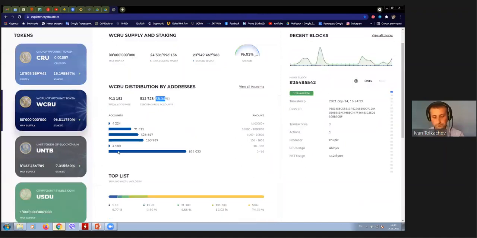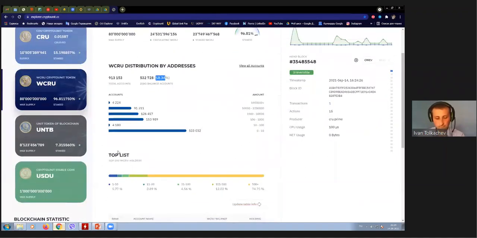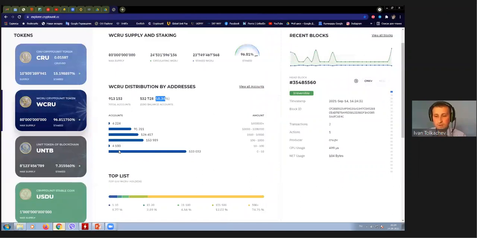UNTB token is the next one. I will ask the organizers whether I'm going too fast. I guess not, right? Okay, then we'll continue at this pace, hopefully. I'm not running too fast. Okay, let's go to the UNTBs.